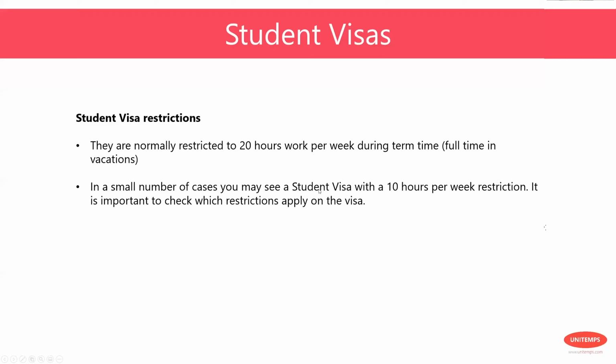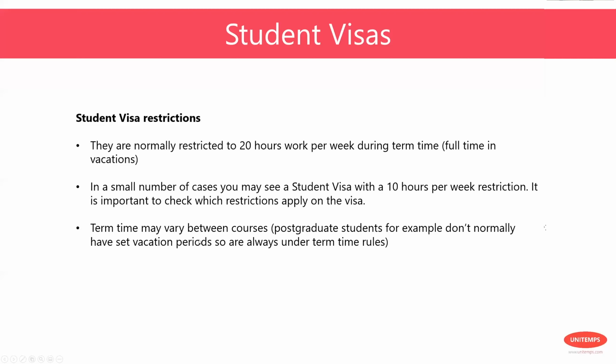It's always important to make sure you double check that on the visa. Term time can vary between courses as well. So everyone, when you talk about university term dates, you often think of the undergraduate term dates, but actually there's a whole set of other courses that don't follow those term periods. So postgraduates are normally the obvious example.